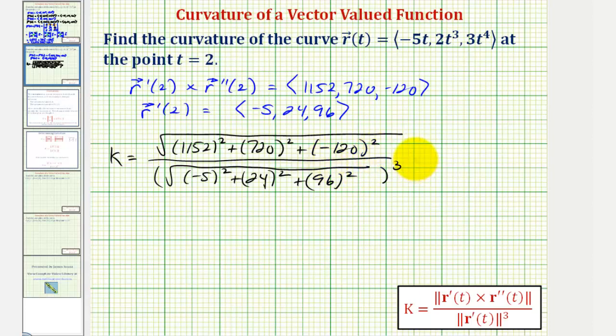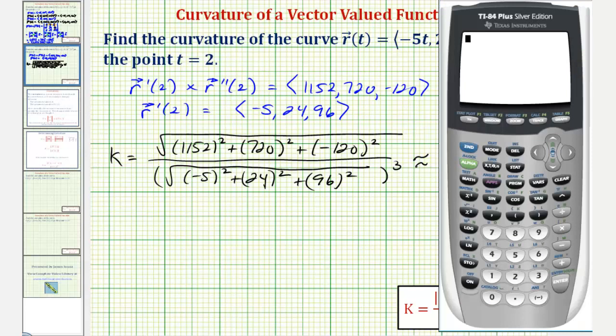And now we'll go to the calculator to approximate this value. Of course, you do want to be careful entering this in. So we'll have a numerator in parentheses. So we'll have the square root of 1,152 squared plus 720 squared plus -120 squared. Notice how because this is negative, we do have to have this in parentheses.